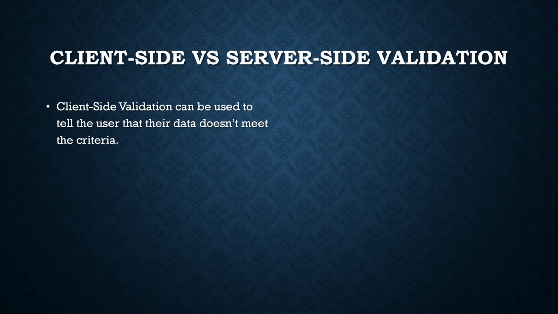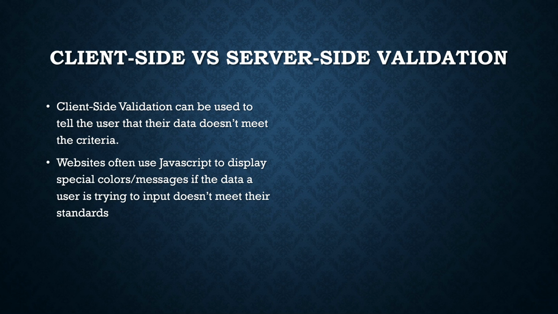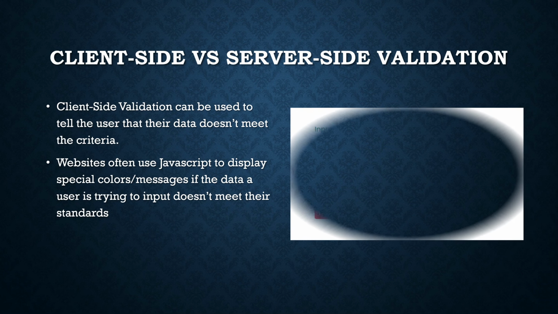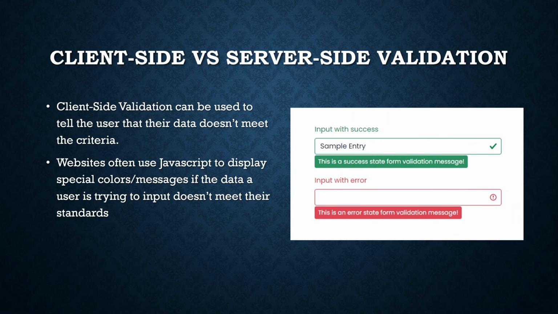With client-side validation, it can be used to tell the user that their data does not meet the criteria. Websites often use JavaScript to display special colors or messages if the data the user is entering does not meet their standards, as represented by this picture.